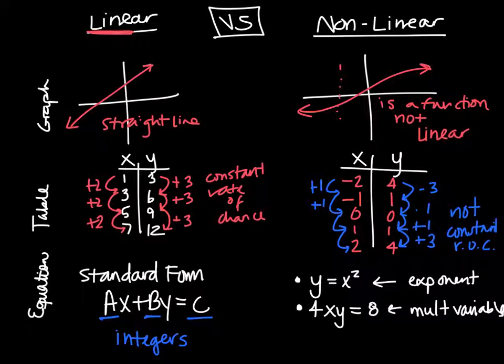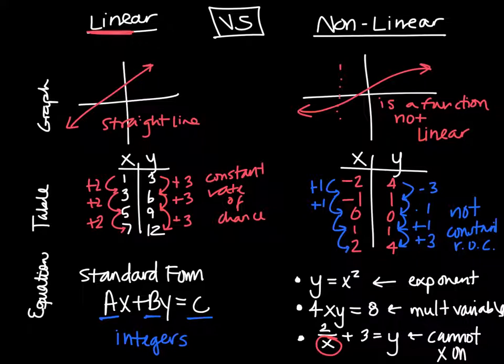And then the last nonlinear that you might see is something where you have, let's say, 2 over x plus 3 equals y. The issue here is that you've got this x on the bottom. And I'm not going to go into a ton of detail. Just know that x cannot be on the bottom, and it's really going to be the same issue that you had before if you try to fix it. So you cannot have x on the bottom if you want it to be linear. Okay.